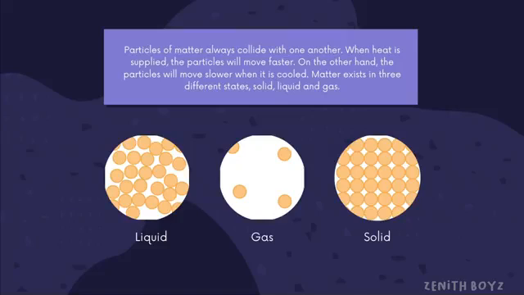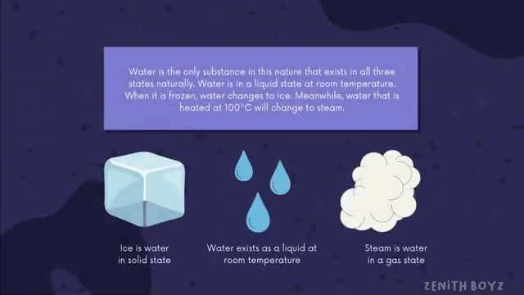Matter exists in three different states: solid, liquid, and gas. Water is the only substance in nature that exists in all three states naturally. Water is in a liquid state at room temperature. When it is frozen, water changes to ice. Meanwhile, water that is heated at 100 Celsius will change to steam.